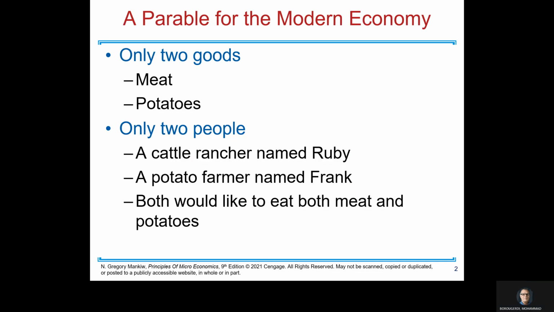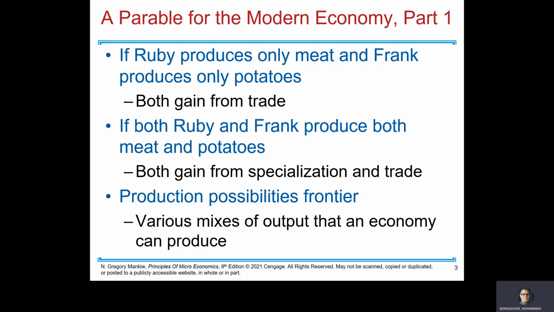All right, let's go over interdependence and the gains from trade. Assuming there are two parties making two goods, or two countries making two goods. Let's show potato and meat, and these two persons are Ruby and Frank. Ruby produces only meat, and Frank produces only potato, and they trade. They both gain from the trade.